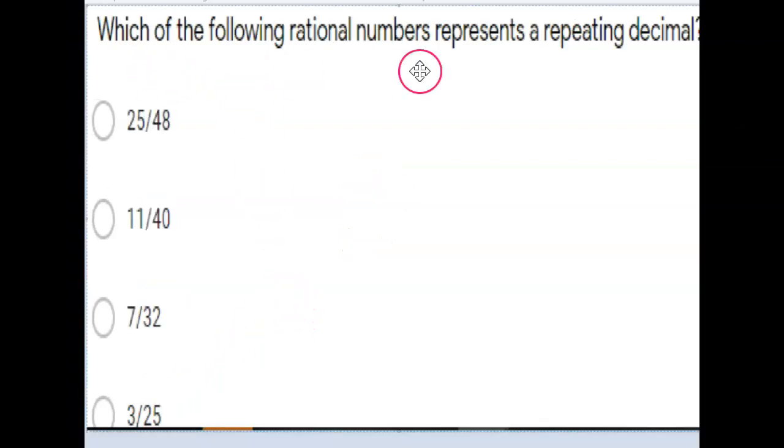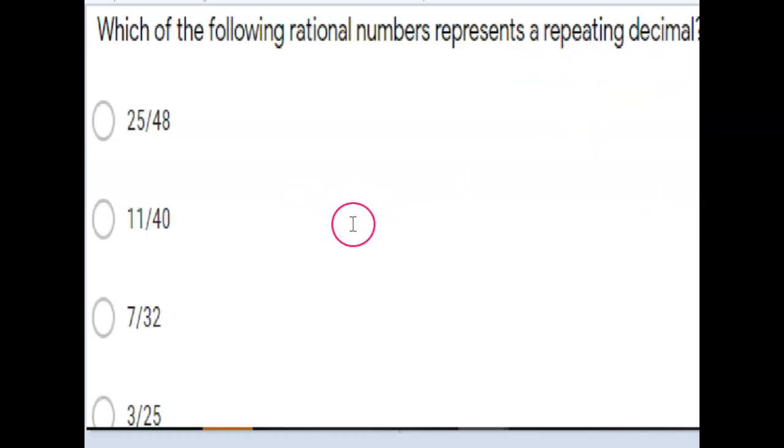This next question looks scary, but it's not that bad, guys. It says, which of the following rational numbers represents a repeating decimal? So this is 25 divided by 48, 11 divided by 40, 7 divided by 32, and 3 divided by 25. So all you need to do is put 25 divided by 48 on a calculator and see which one repeats. If you don't want to use a calculator and you can work it out, you can do that as well. But you're going to work it out and keep seeing which one repeats. That's how we do this one. Same with 11 divided by 40. If it doesn't have a repeating decimal, that means a number that keeps going, right? If it's like 2.33333333333, that's a repeating decimal.